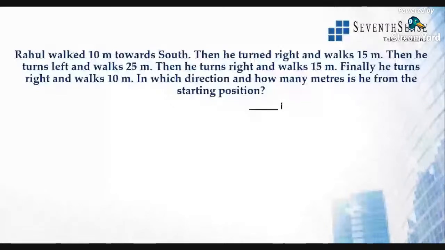We have A. So Rahul walks 10 meters towards south. This is 10. And he turned right. So from south, right in the sense it will be west. He walks 15 meters. So I'll just draw 15 here. Now he turns left. So from west, left in the sense it will be south, and he walks 25 meters. So this is 25 meters.